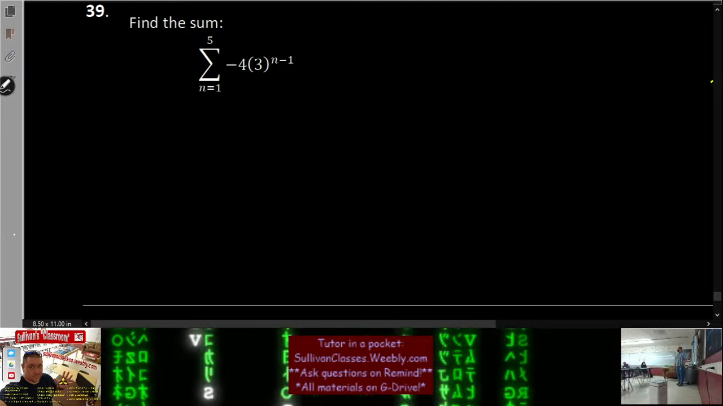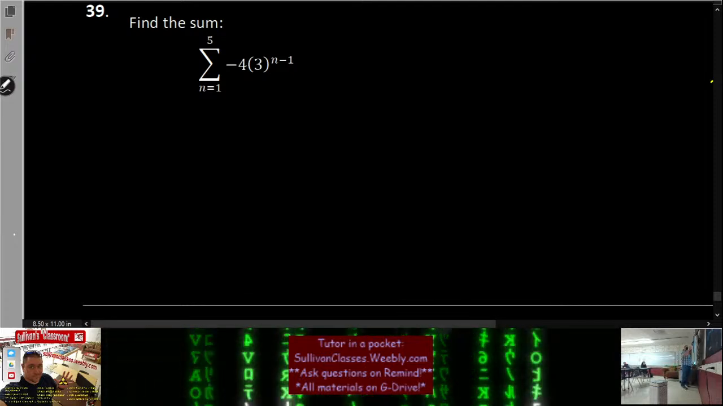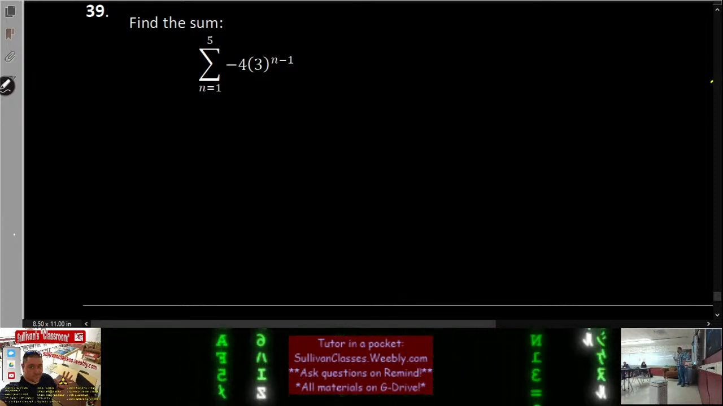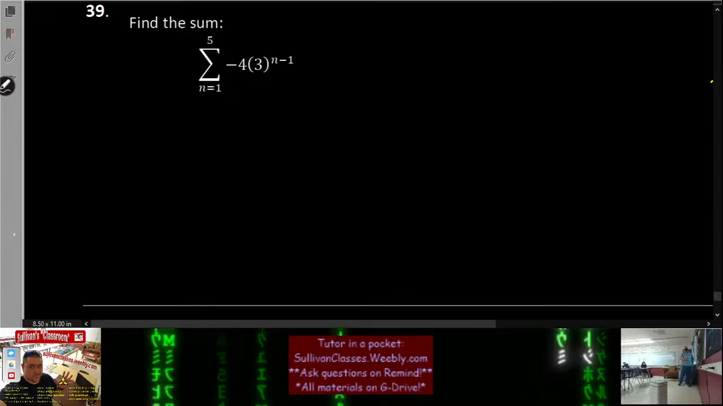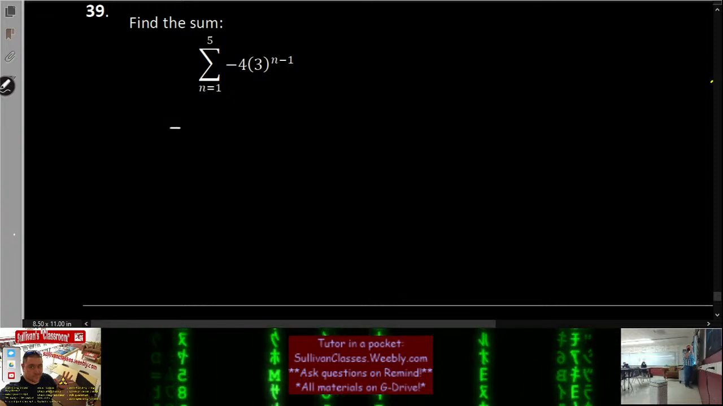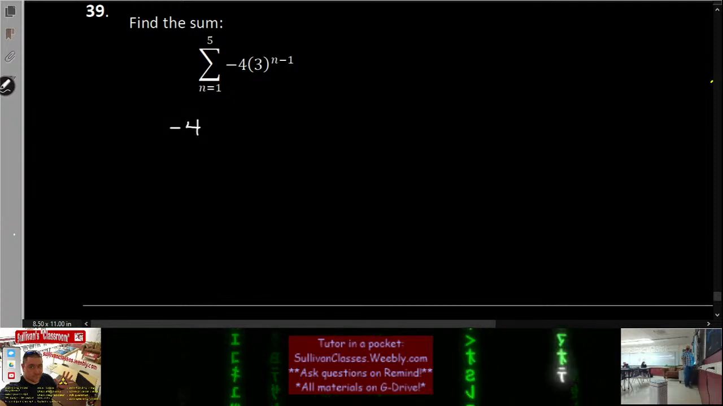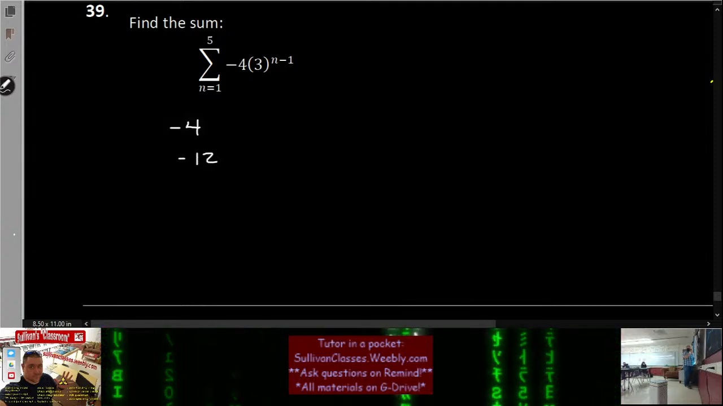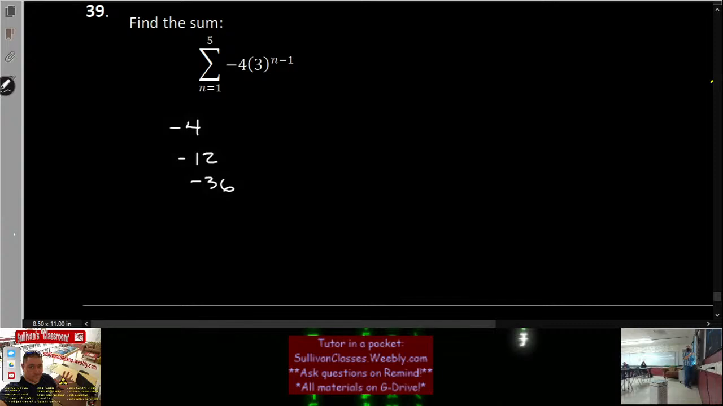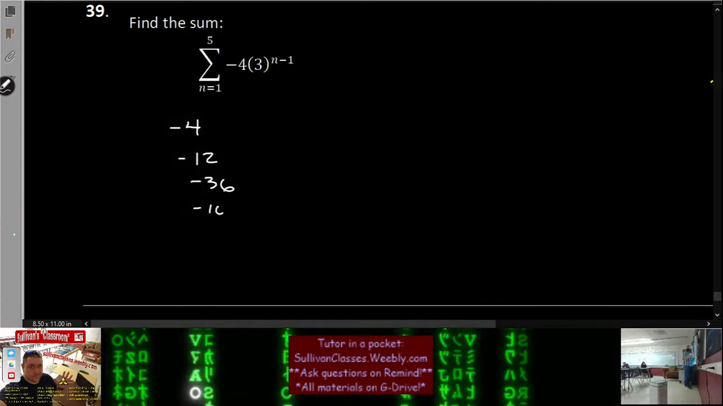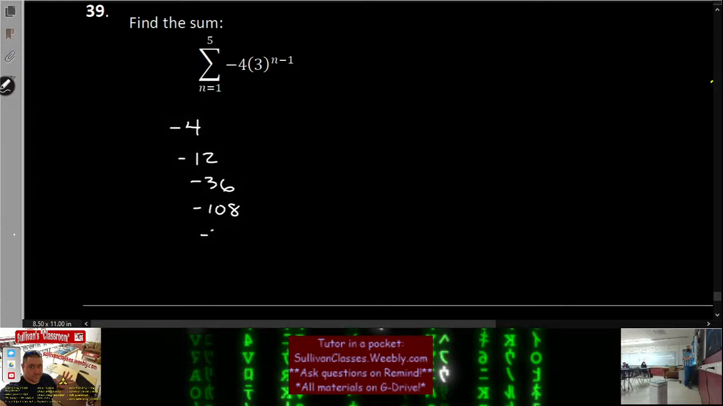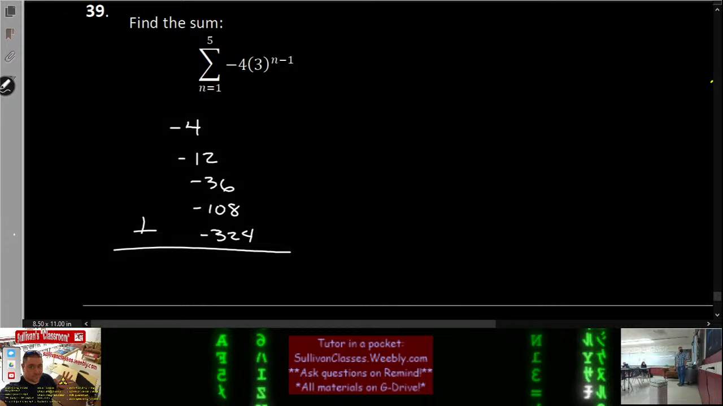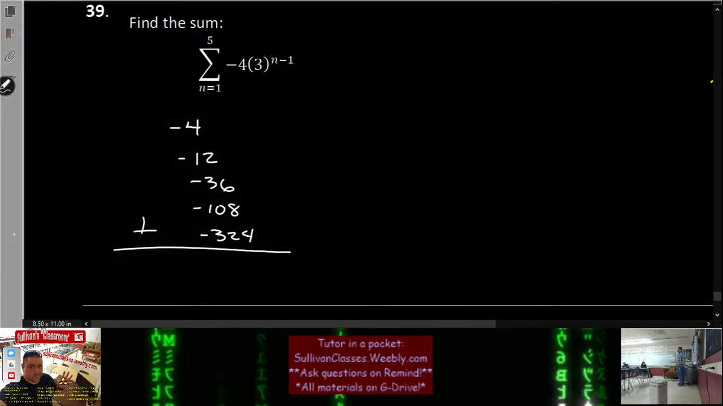So now geometric says, if you want, you can actually list these out. These are small enough. There's few enough terms. There's a sub 1, and every term, I multiply by 3. So negative 12, negative 36, negative 108, negative 324. I could just add them up, right? I mean, there's a small enough number of them.